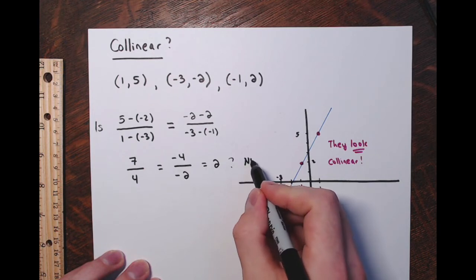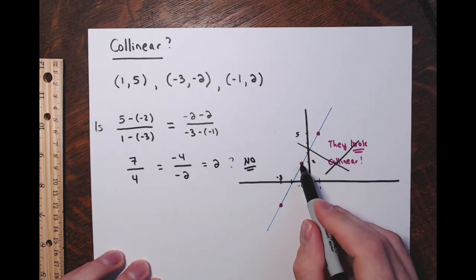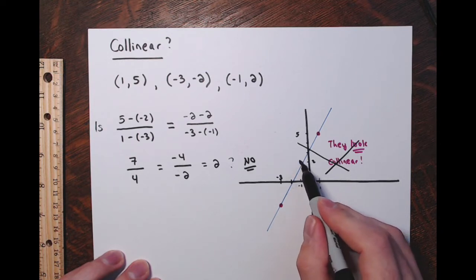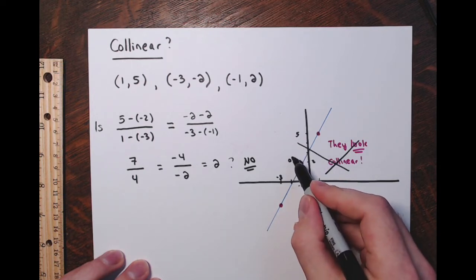The answer is no, right? So these are not collinear. This is a bad drawing. This point -1, 2 is probably going to be a little off that line. All right, looks like it's off the line.